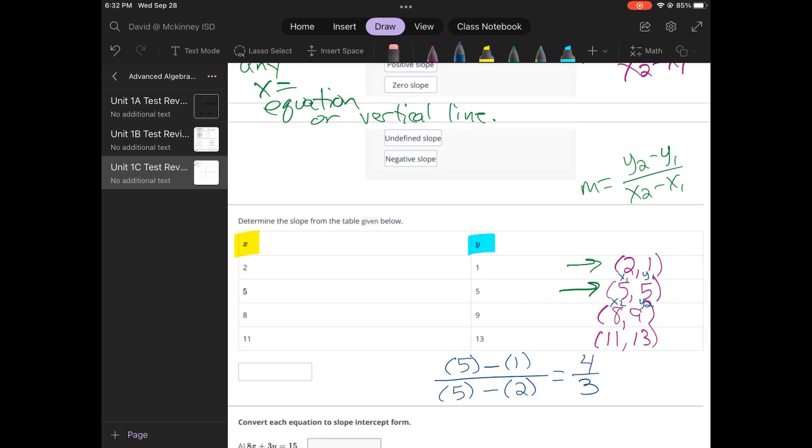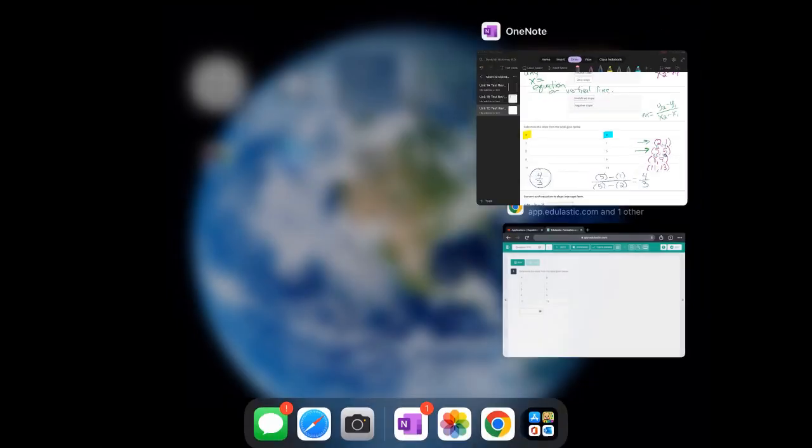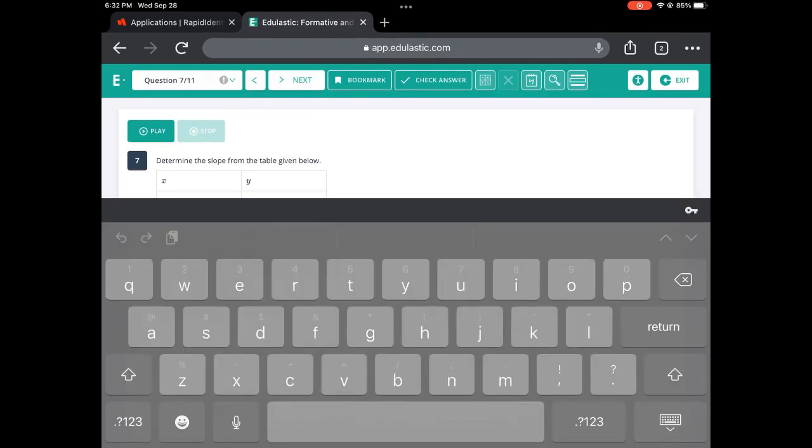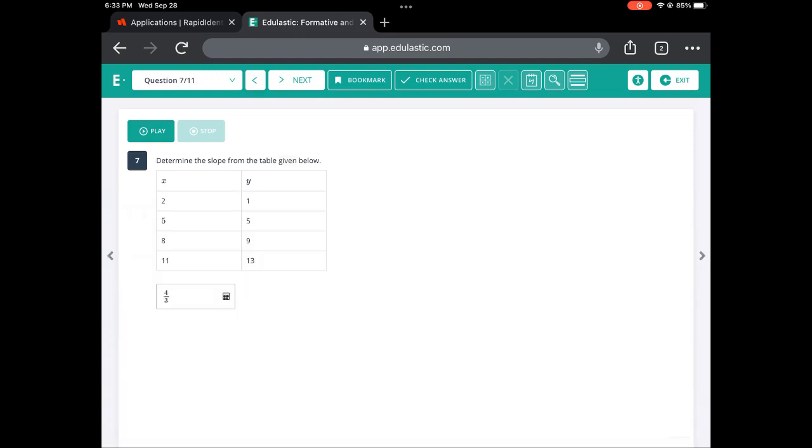If you're uncertain as to whether 4 over 3 would reduce, you can put it in Desmos. You have a Desmos tool within the Edge Elastic. When you do, it's going to tell you that 4 over 3 is as reduced as it gets. If you happen to be doing this on an iPad, you can always click 4 and then the slash button, and that will make a fraction for you. 4 over 3. Notice it creates a fraction in the Edge Elastic.